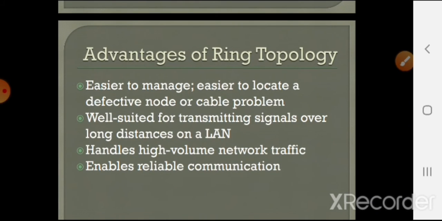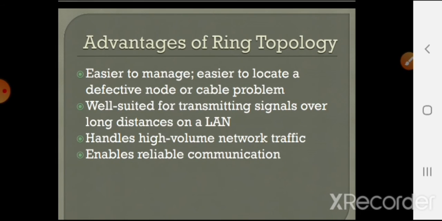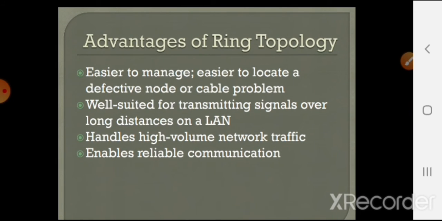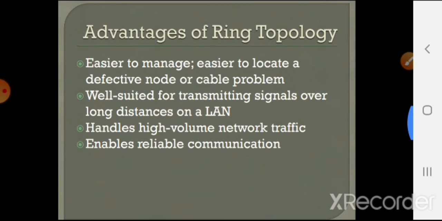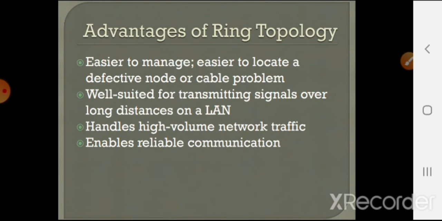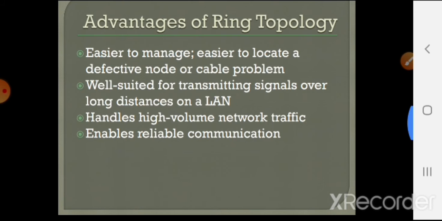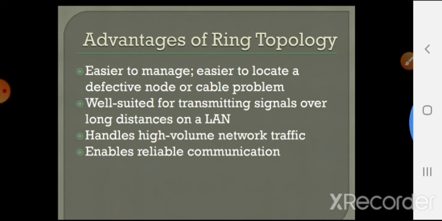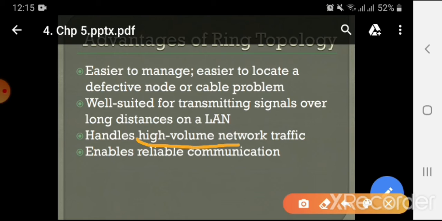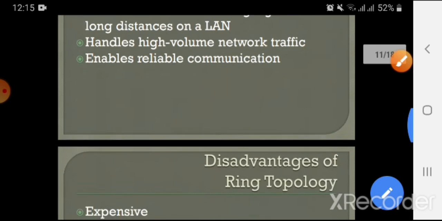Now come to the advantages of ring topology. It is easier to manage and easier to locate a defective node or a cable problem. If there is some problem in a cable or a cable gets damaged, it is easier for us to find out that damage. It is well suited for transmitting signals over long distances on a LAN. So it means if we want to establish a LAN, we can use a ring topology. It can handle high volume network traffic. So it means if it is able to handle a high traffic rate, it is easier for us to have more network speed, and it enables reliable communication.